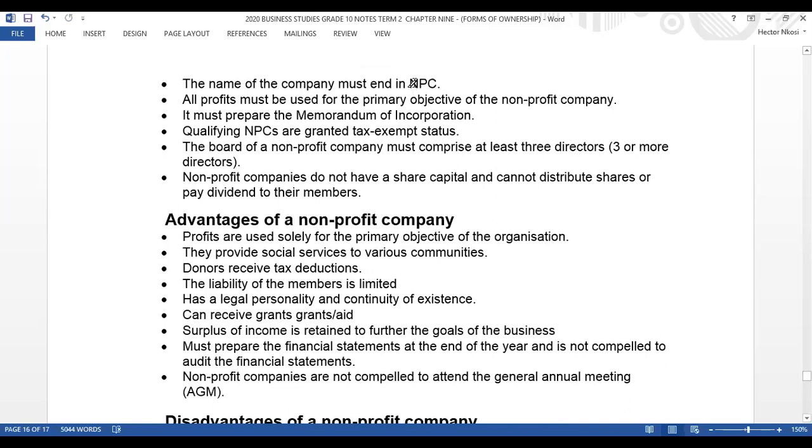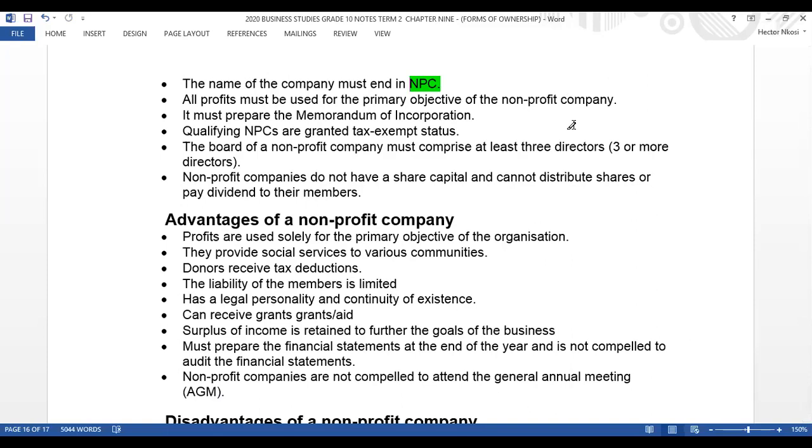Also, you know that your non-profit company ends with NPC, meaning it's your non-profit company. And all profit must be used for the primary objective of your NPC. It must prepare the MOI. So even though it's a non-profit company, it must have the MOI, even though they are not making any profit, basically, right?